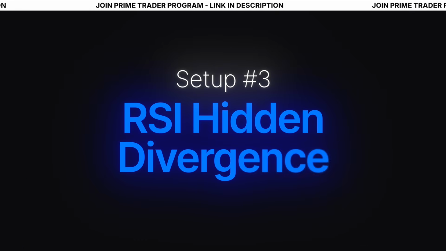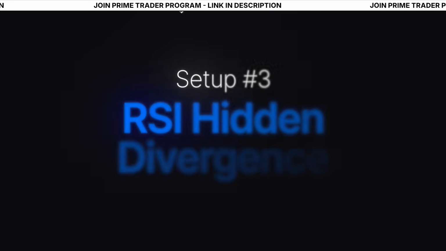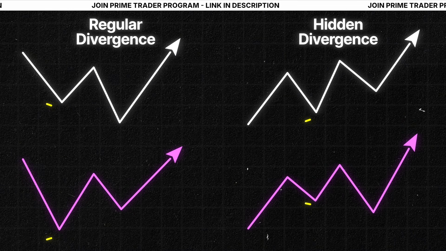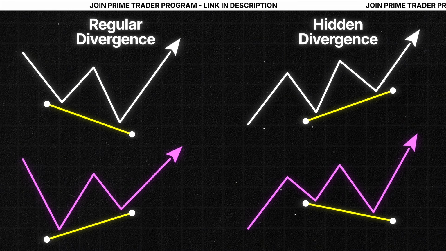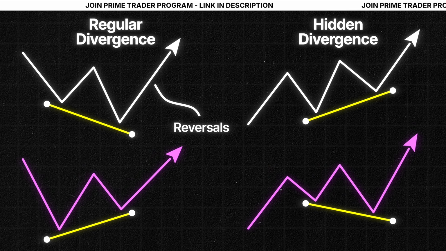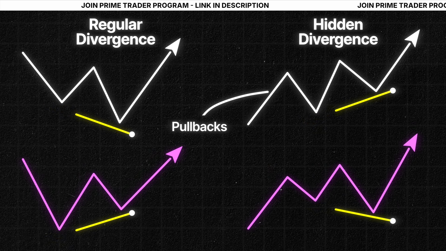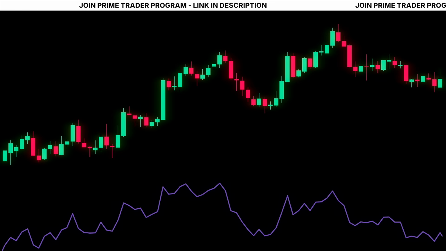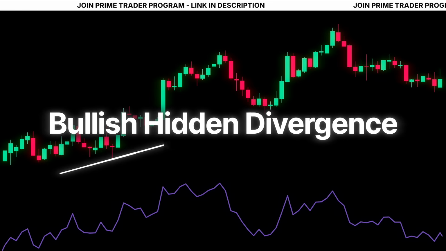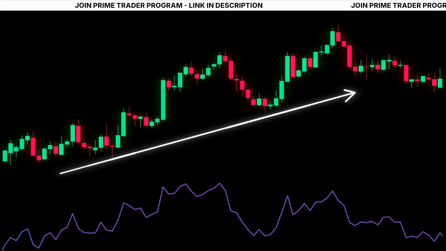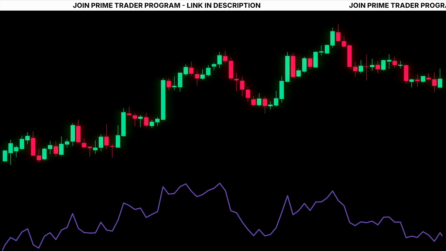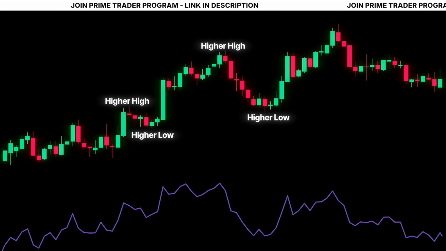Setup number 3. RSI Hidden Divergence. The hidden divergence is a little different than the regular divergence. Regular divergence helps in identifying reversals, while the hidden divergence helps in identifying strong pullbacks. A bullish hidden divergence occurs in an uptrend. In an uptrend, the price will generally make higher highs and higher lows.